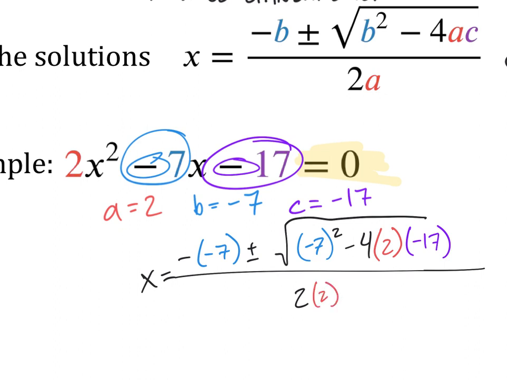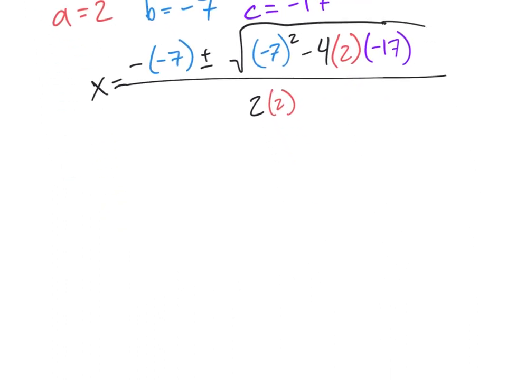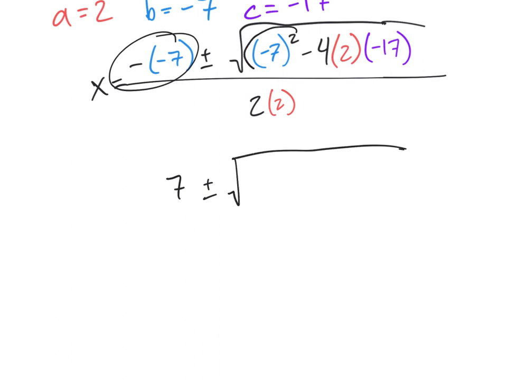Now this is a big, huge simplifying problem at this point, and I do want to go through this one really slowly this time, just because I want to make sure that we follow the order of operations correctly, and you come up with something that is complete and correct. So the opposite of -7 is 7, plus or minus the square root of, okay, -7 squared is +49.